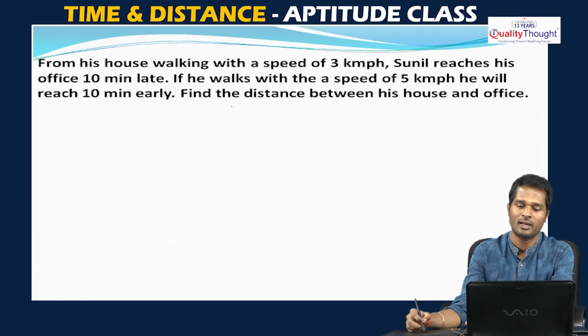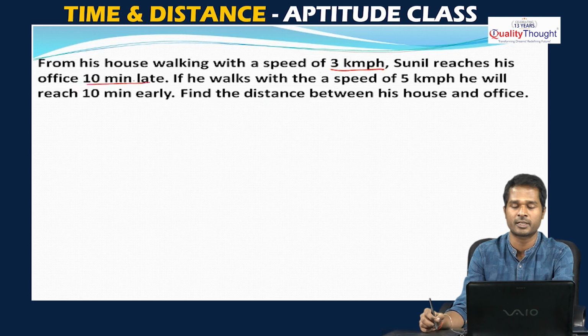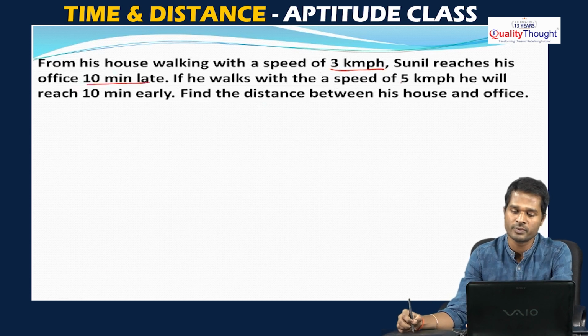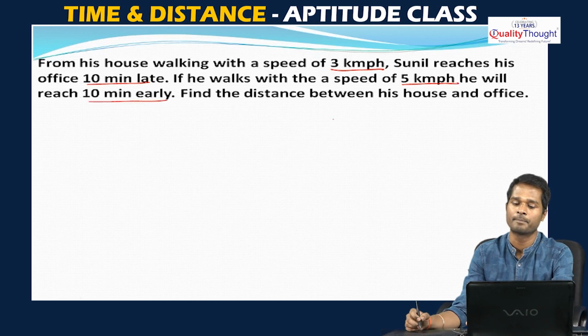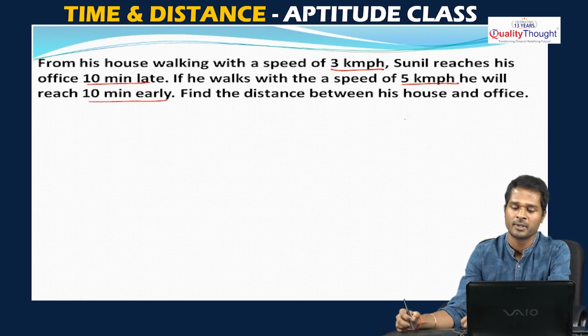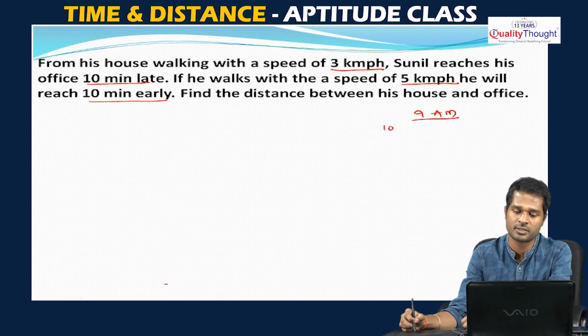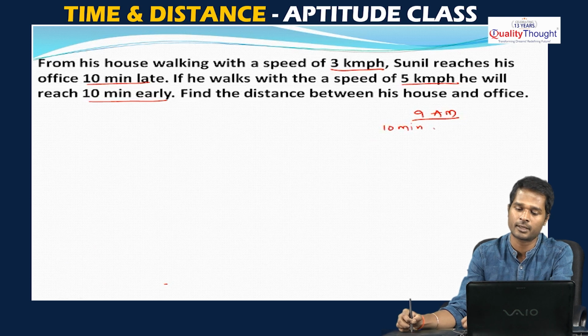Let's see. If a person goes with a speed of 3 kilometers per hour, he will reach the office 10 minutes late. If a person goes with a speed of 5 kilometers per hour, he will reach the office 10 minutes early. Let's take a small thing here. If the office timing is at 9 a.m., and I reach the office 10 minutes late, that means at 9 plus 10 minutes, I reached 9:10.